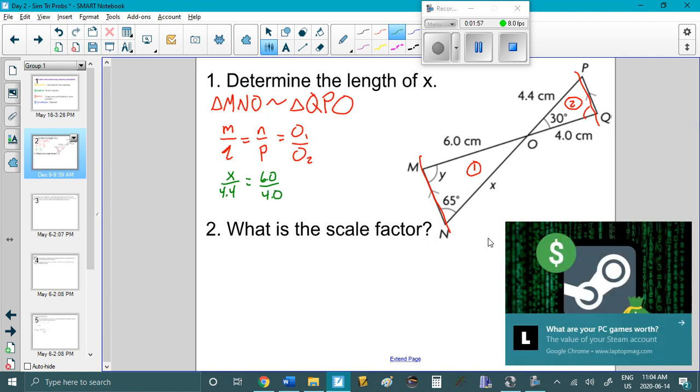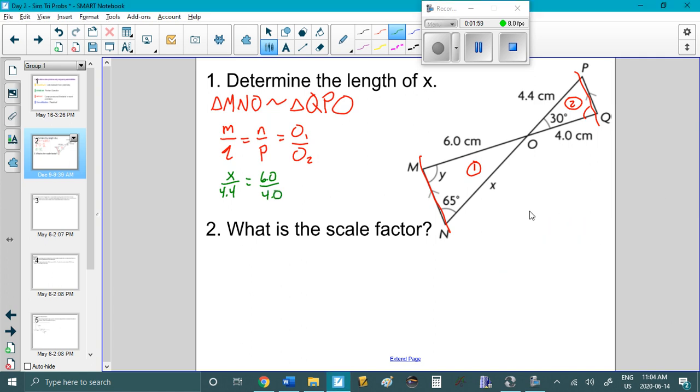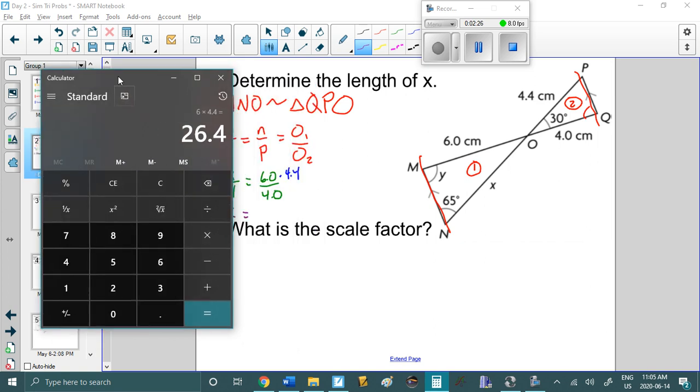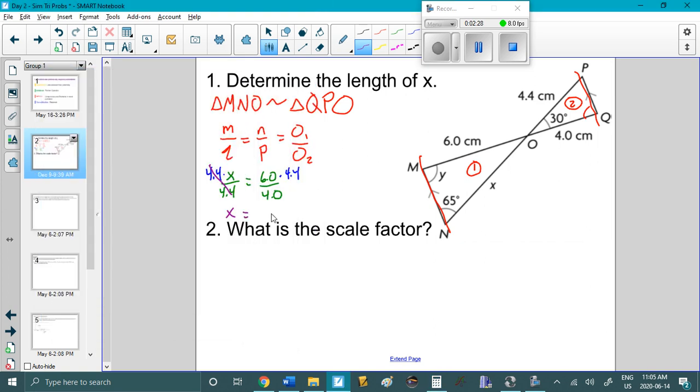And we could keep going here and write in the values for O1 and O2, but we don't actually have to because we have a complete ratio and we have a ratio with x. So now to solve for x, we just get rid of the 4.4. So we multiply by 4.4 on both sides. These cancel out. And x is 6.0 times 4.4, I think it was divided by 4.0. Yep, divided by 4. We get 6.6 centimeters.